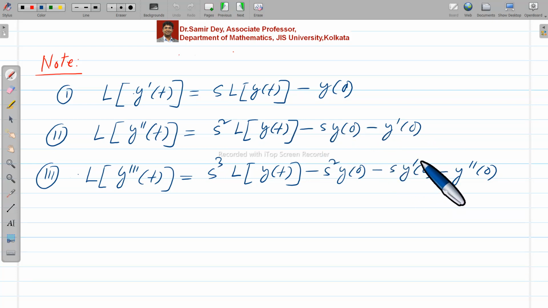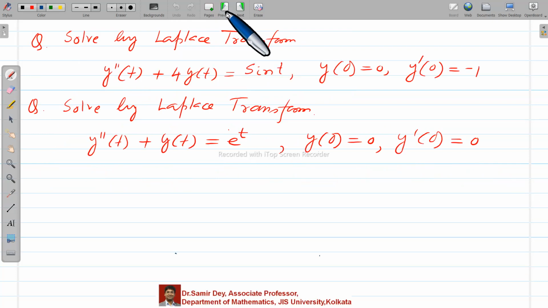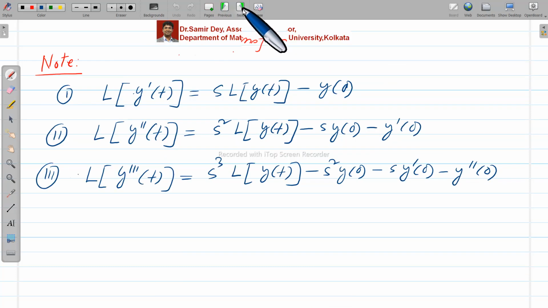Another interesting part is that as the derivative order goes higher, from here y(0), then y'(0) for the double derivative, and here y(0), then y'(0) and y''(0). So these are the basic formulas for the Laplace transform on the derivative part. Now I'm going to discuss both problems one by one. I have considered two problems. I'll solve both and try to understand. It's very simple.